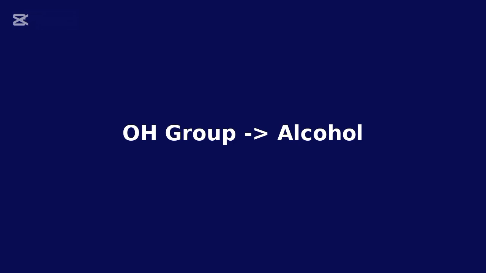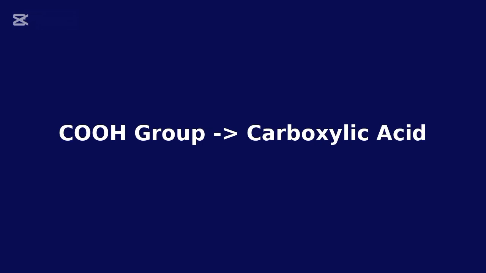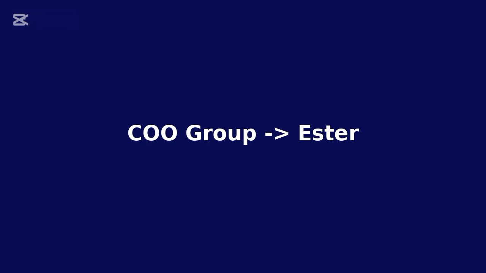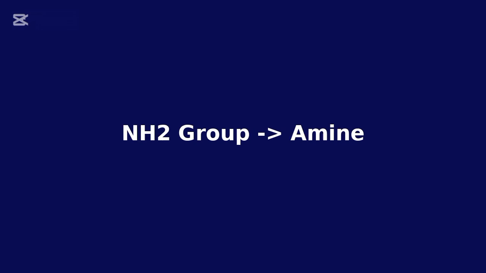Example, we have the OH group. Alcohol is part of functional group. We have carboxylic COOH, carboxylic acid. That's a good example of functional group. You have COO group, that's ester. We have amine NH2 group.